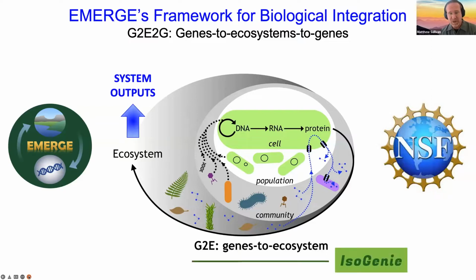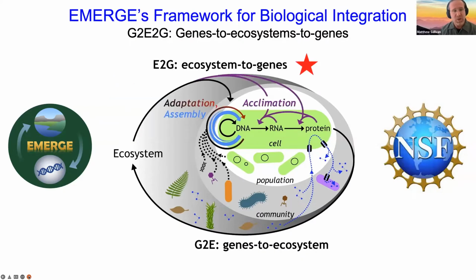And this was, in truth, sort of a decade of work prior to the eMERGE Biology Integration Institute that was called isogeny, for isotopes and genes. And isogeny was a DOE-funded systems biology program for about a decade that studied this part of the loop, genes to ecosystems.